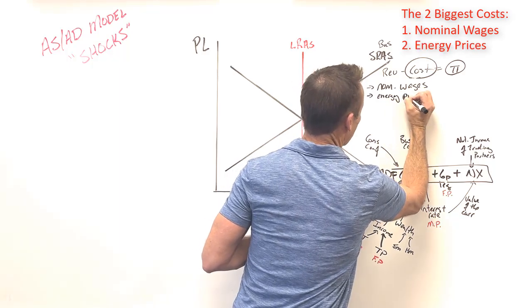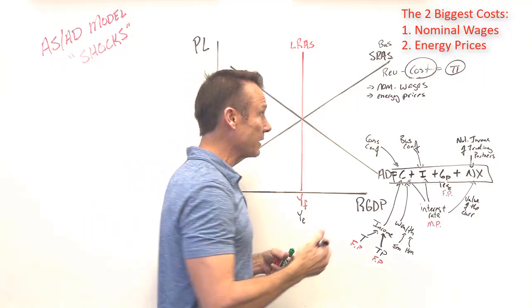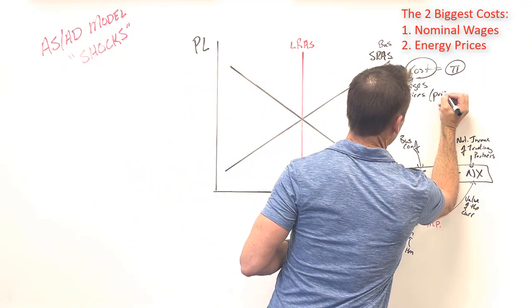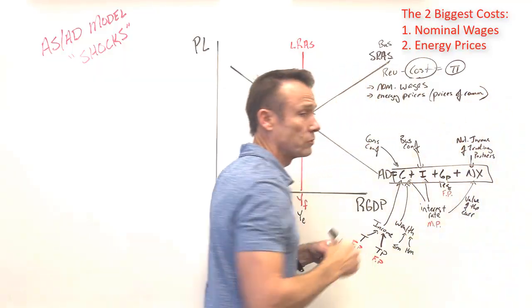Now, a lot of books might say something like changes in the prices of commodities, okay? So you see prices of commodities. And that's good, okay? That absolutely works.